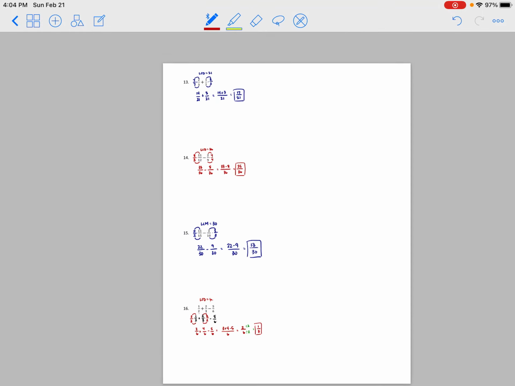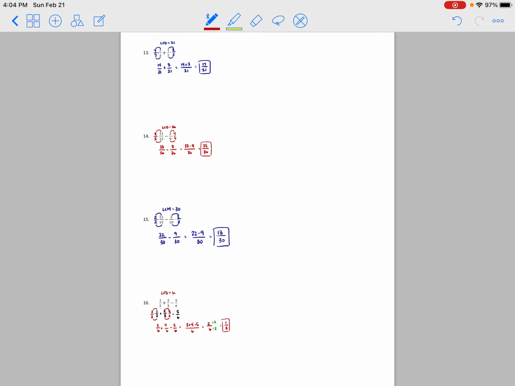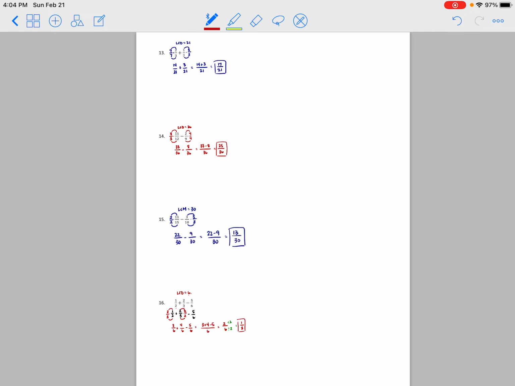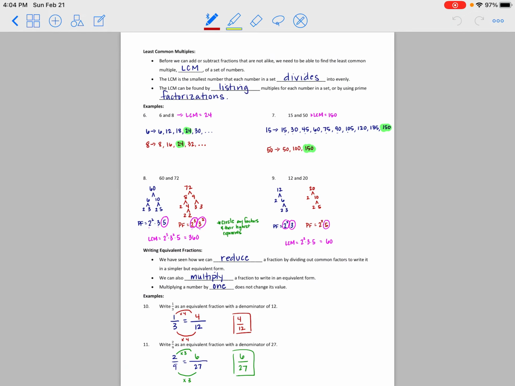All of that can be confirmed with the calculator. Definitely a little trickier than adding when we already have like fractions, but I think you have enough now to get going on that practice.